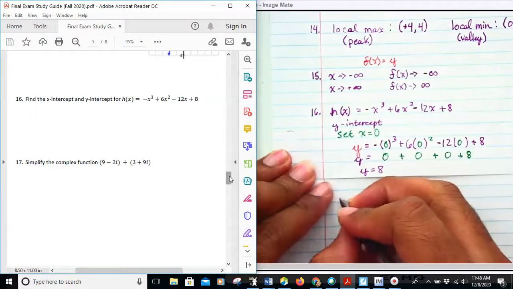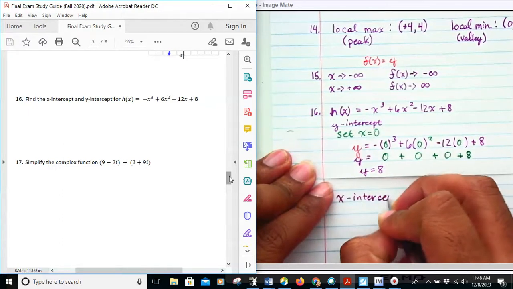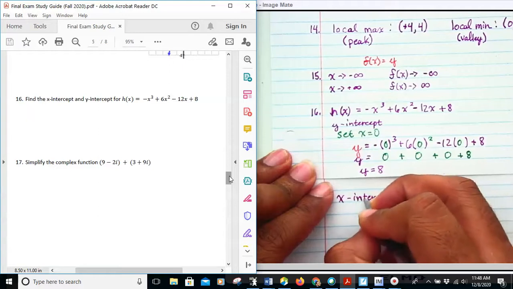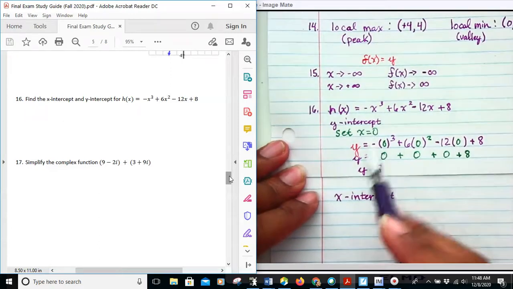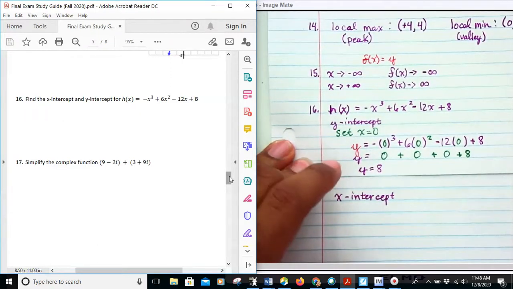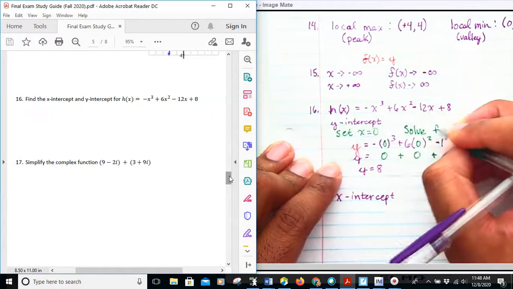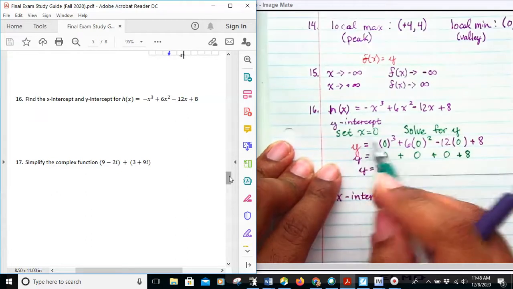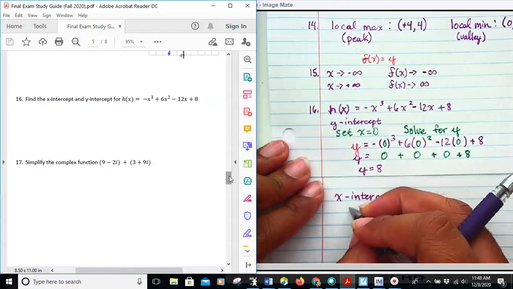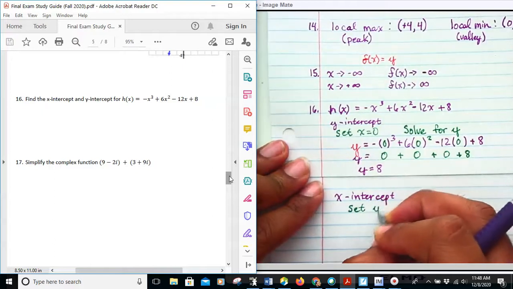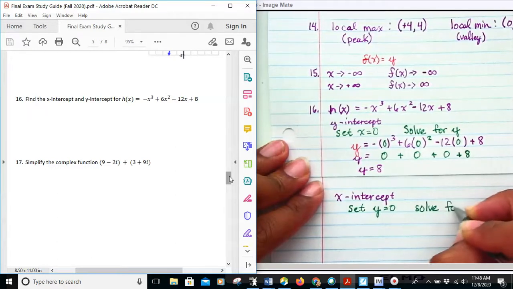All right, so the next part is our x-intercept. For the y-intercept, we said x equal to 0. Oh, sorry, I didn't write this part up here. We set x equal to 0 and solve for y. So if we're doing the x-intercepts, we're going to set y equal to 0, and we're going to solve for x this time.